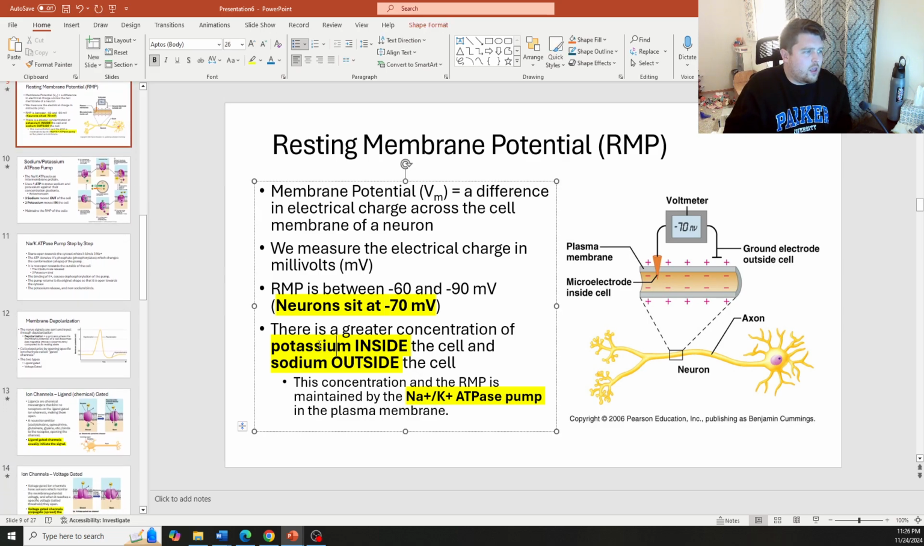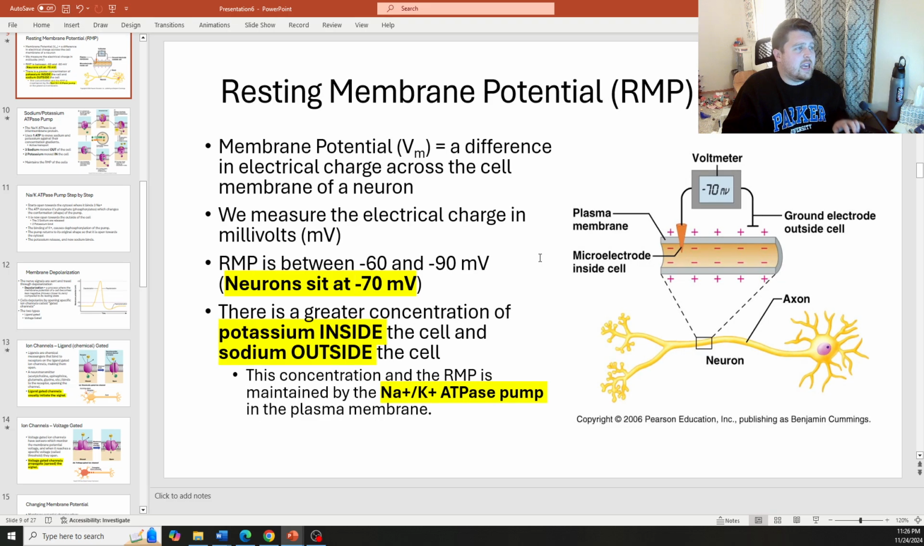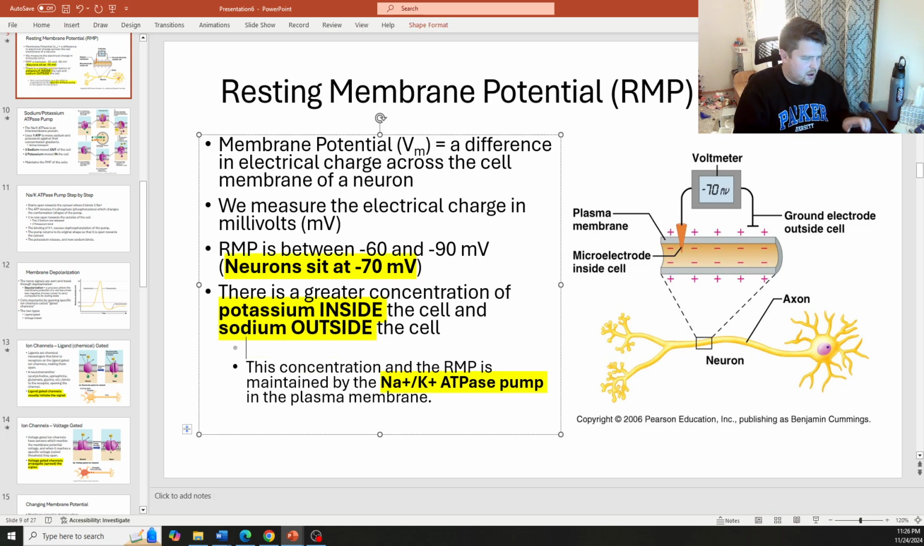Overall, when we talk about ions, the main two that we focus on when we talk about neurons are potassium and sodium. Potassium is found primarily inside the cell, and sodium is primarily found outside of the cell. A little way that I like to remember this is banana in the ocean, because almost everybody knows that bananas have lots of potassium.